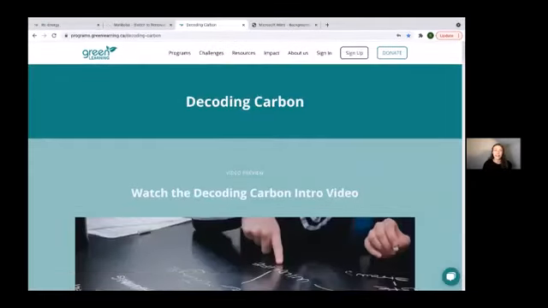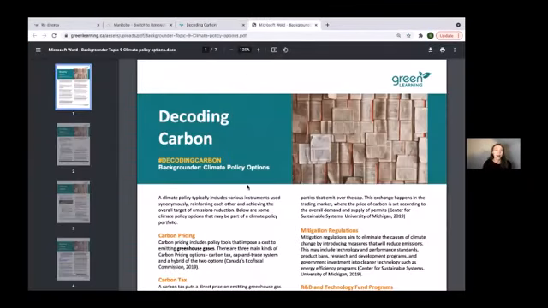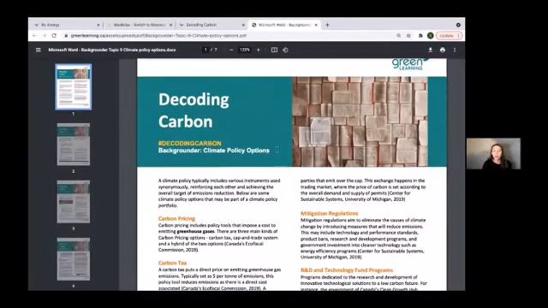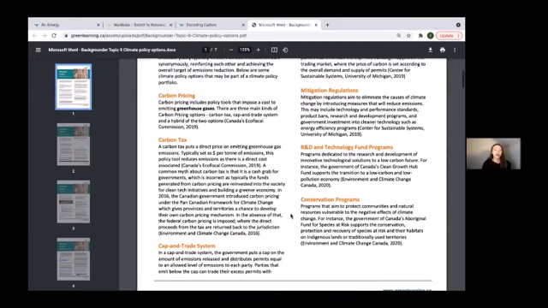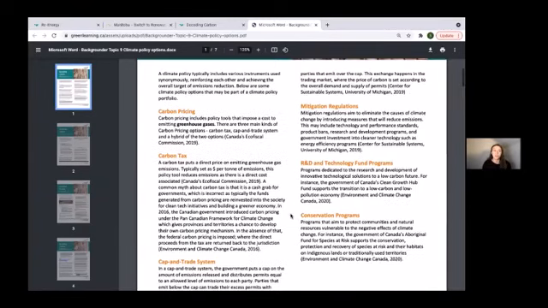The last thing I want to just quickly highlight is that we do also have a Decoding Carbon program. This is all about climate policy, and specifically, I want to highlight one backgrounder that we have. This is called Climate Policy Options, and it is in the activity called Climate Policy Options, and it does take you through different types of ways that policy can be used to address fossil fuels and carbon taxes and carbon pricing. And it really breaks it down into really understandable terms for students.